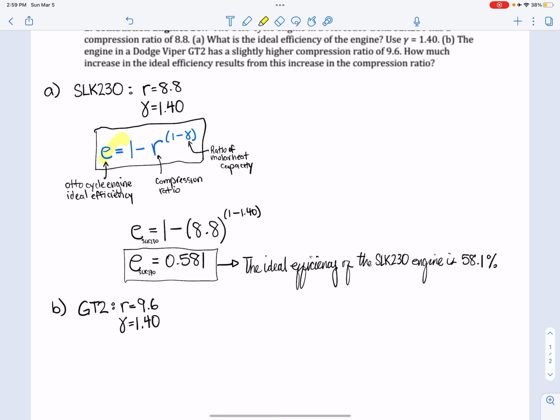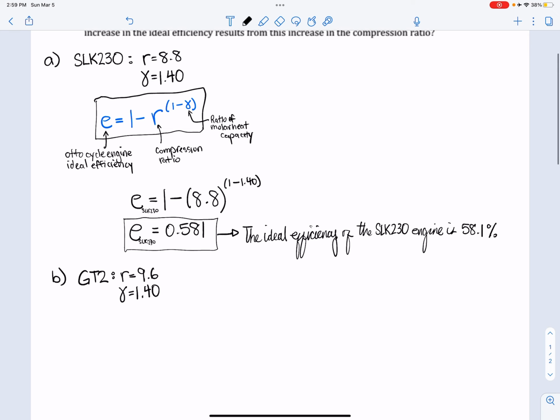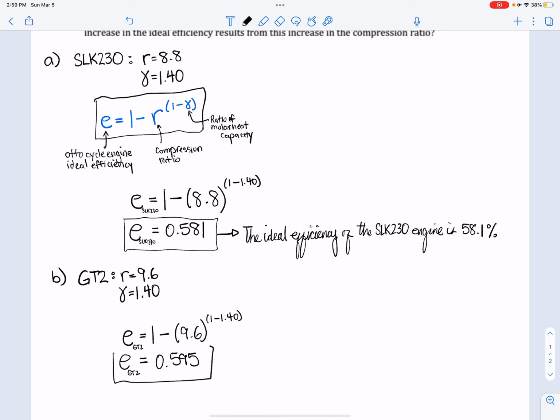Again, I'll just use this formula for the Otto cycle engine ideal efficiency, and I would get that for the GT2, that's equal to 1 minus 9.6 to the power of 1 minus gamma, which is 1.40. If I plug that in the calculator, that would equal 0.595. So the efficiency for the GT2 is 0.595, or 59.5%.